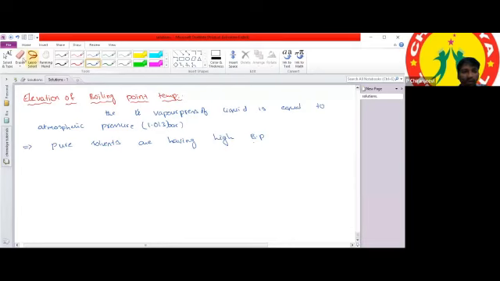Pure solvents are having high vapor pressure. Pure solvents are having high vapor pressure. High vapor pressure. Okay, so pure solvents are having high vapor pressure. Then what about the solutions? So for a pure solvent, when you add non-volatile solute, is the vapor pressure going to increase or decrease?